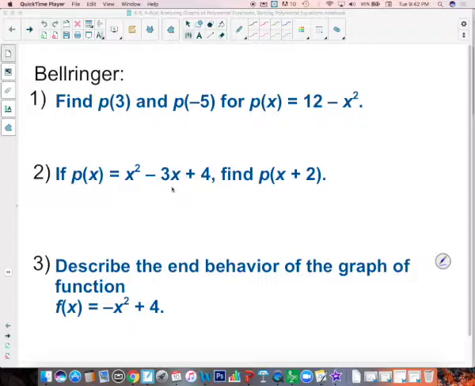But here is your bell ringer for the day. So please pause the video, take a few minutes to work through the bell ringer, and then check the answers. All right, check with the people at your table to make sure you get the right answers.